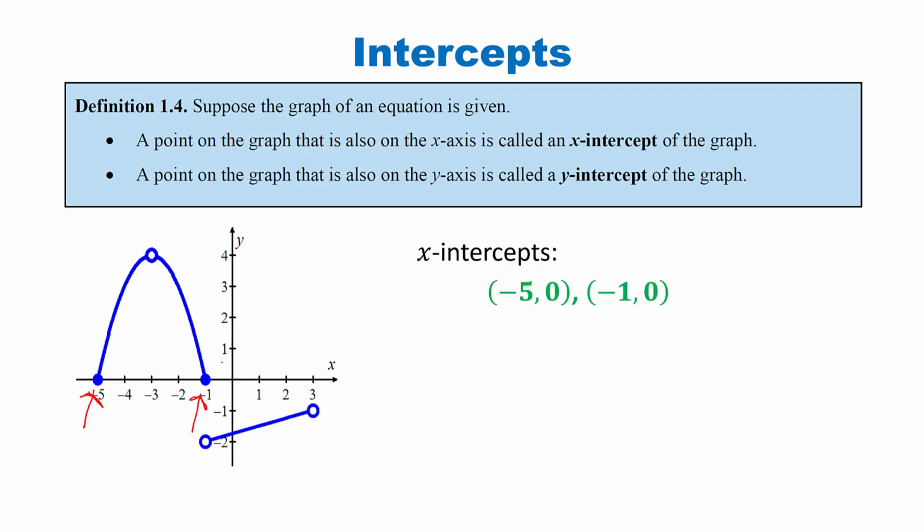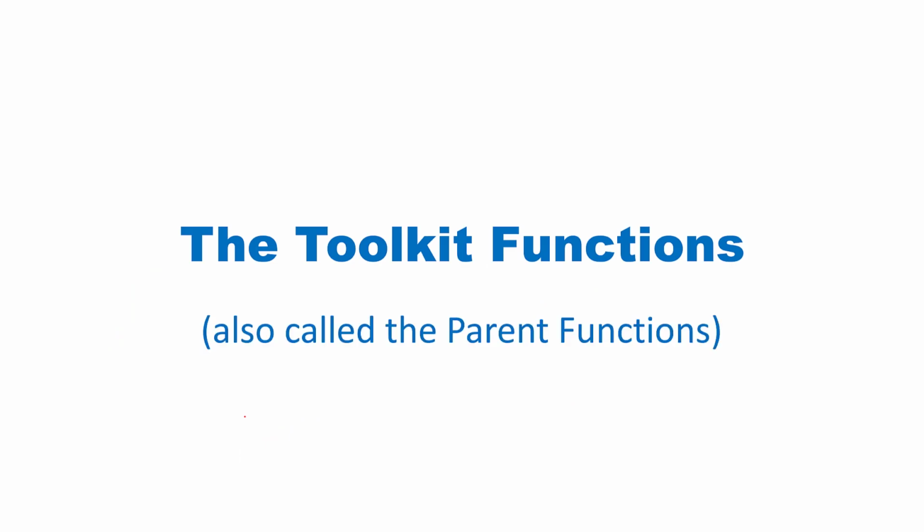A point on the graph that is also on the y-axis, like right here, is called a y-intercept of the graph. So again, the y-intercept is the point (0, -7/4), which is a bit of an approximation, but good enough. The toolkit functions are the next important thing we're looking at in here, also called the parent functions. These are the basic functions that we'll use in this course for transformations and for creating piecewise defined functions, like we'll do in just a few minutes here.